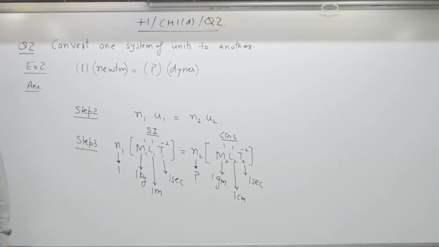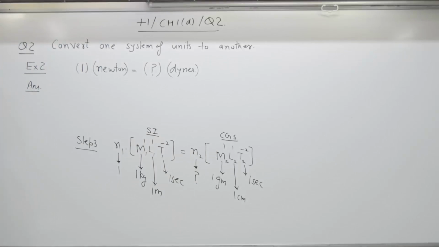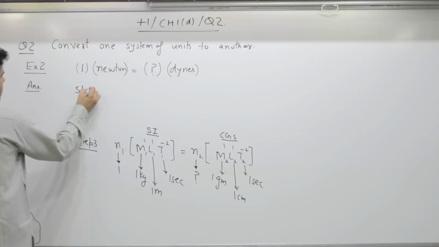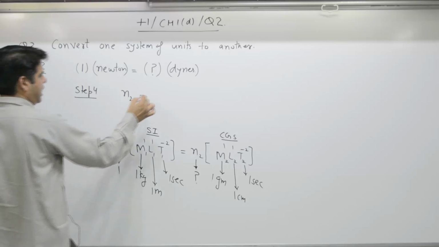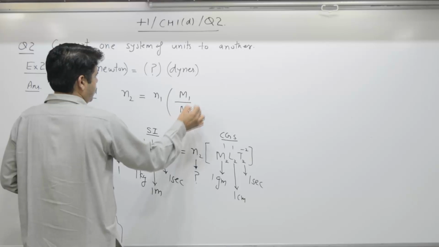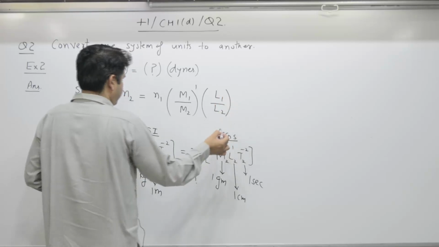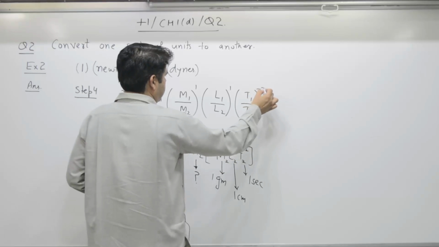Step number 1, all of you have written. Step 1. Step 2, everybody has written. 1 minute more. N2 is unknown. Write N2 on one side. Step 4. N2 is equal to N1 M1 by M2 power 1, L1 by L2 power 1, T1 by T2 power.